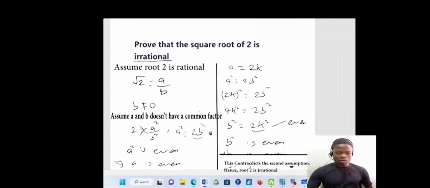And that is it. It's quite easy and straightforward. So I believe it's self-explanatory.